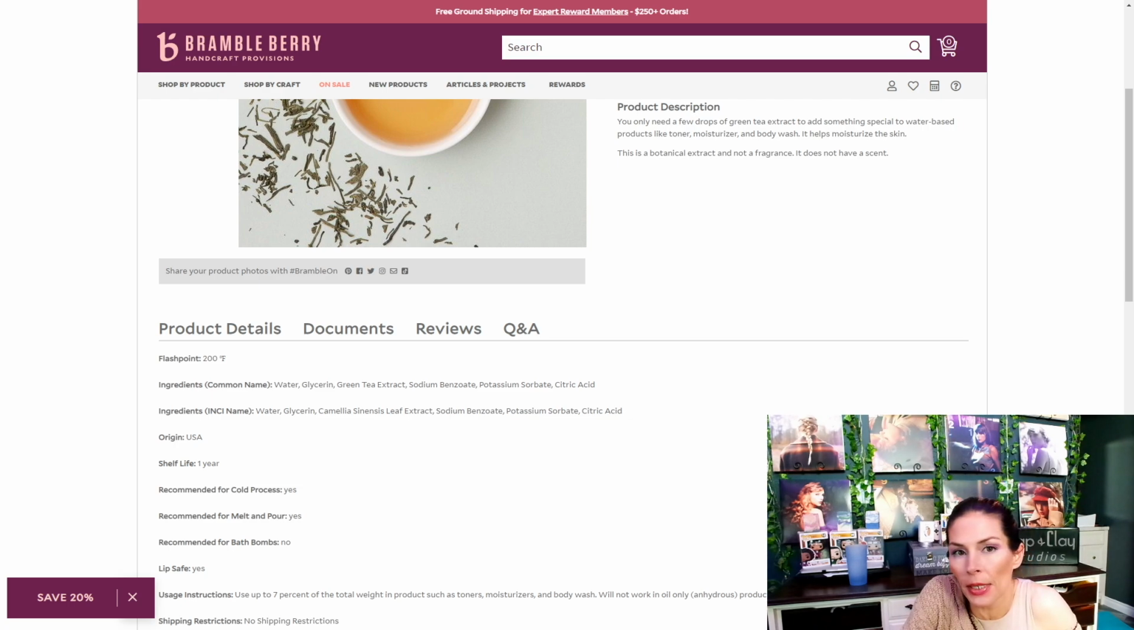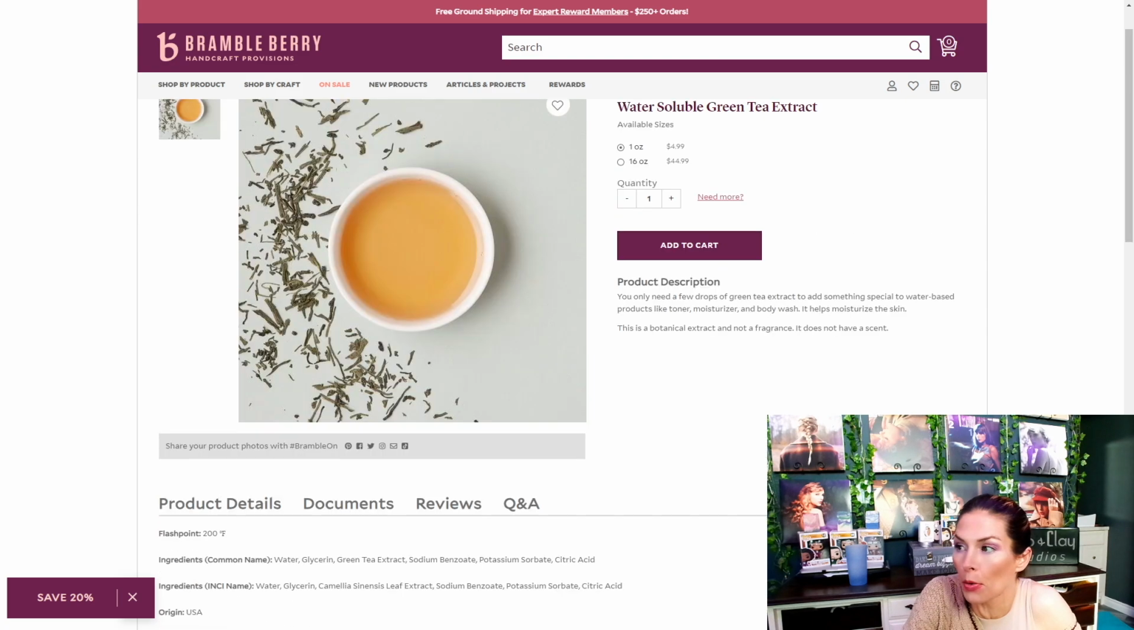It's up to 6% in one and up to 7% in the other. That means that this usage rate means nothing. And they really, if they were being smart, they would just standardize that across both so as to not confuse people. But anyway, we have $4.99 for an ounce and $44.99 for 16 ounces. So that's basically the marker that we are going to use for the rest of the extracts that we look at from these other websites, because Brambleberry is notoriously overpriced.